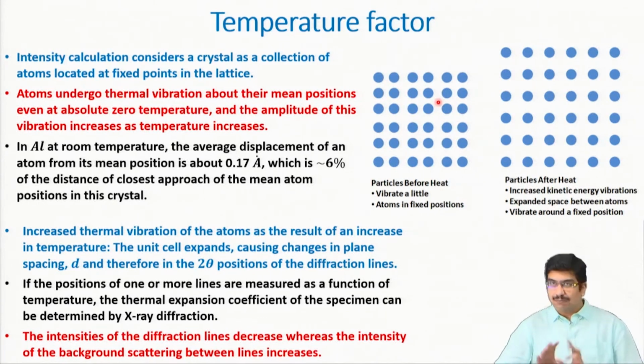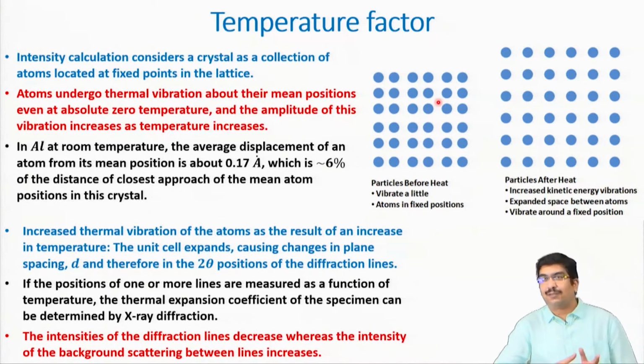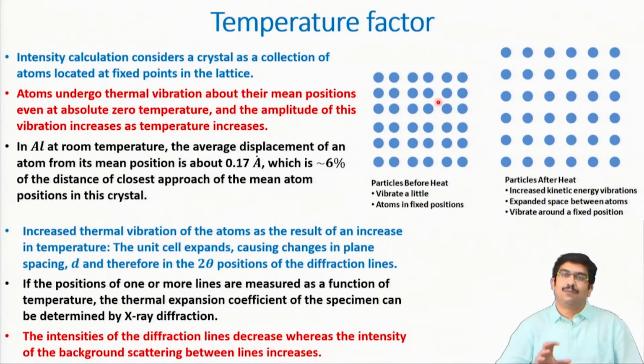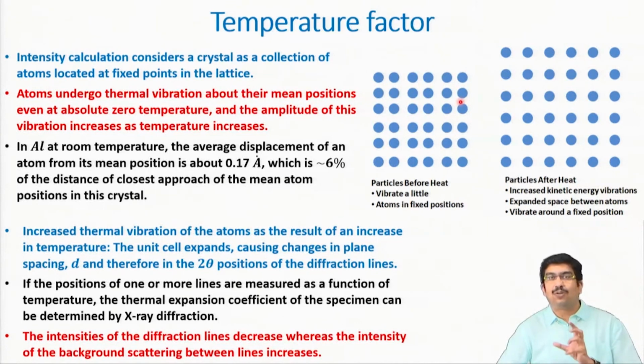So, when we calculate the intensity, basically when we just simply calculate the structure factor, we started with an electron intensity of a scattered X-ray from an electron, then we went to the atom, then we went to the unit cell. One thing we sort of assume in this intensity calculation is that we consider the crystal as a collection of atoms which are located at fixed points in the lattice. That means they have no movement, no vibration.